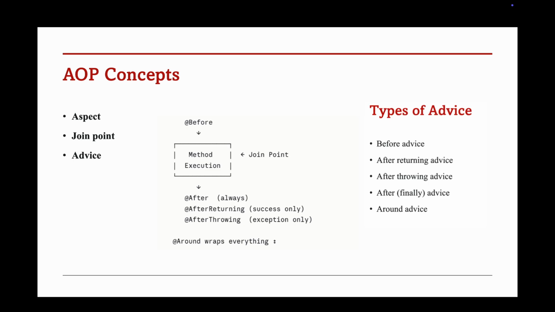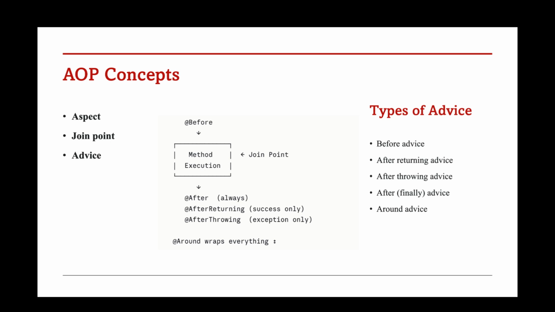Alright, next term. Advice. And this one is very important. Because advice is where the actual code lives. So what is advice? Advice is the action that the aspect takes at a specific join point. In simple words, advice is the code that actually runs when AOP kicks in. But advice is not just about what runs, it is also about when it runs relative to the target method. And that is where the different types of advice come in.